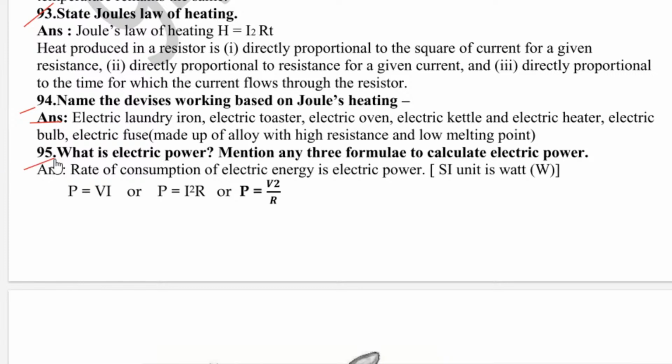Next one, question number 95. What is electric power? Mention any 3 formulae to calculate electric power. Rate of consumption of electric energy is electric power. SI unit is watt, that is W. P equals V into I, or P equals I square R, or P equals V square upon R.